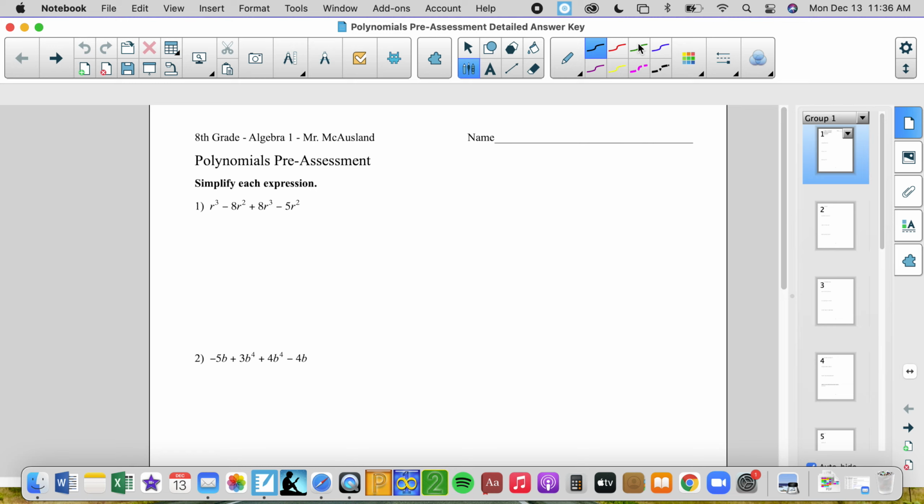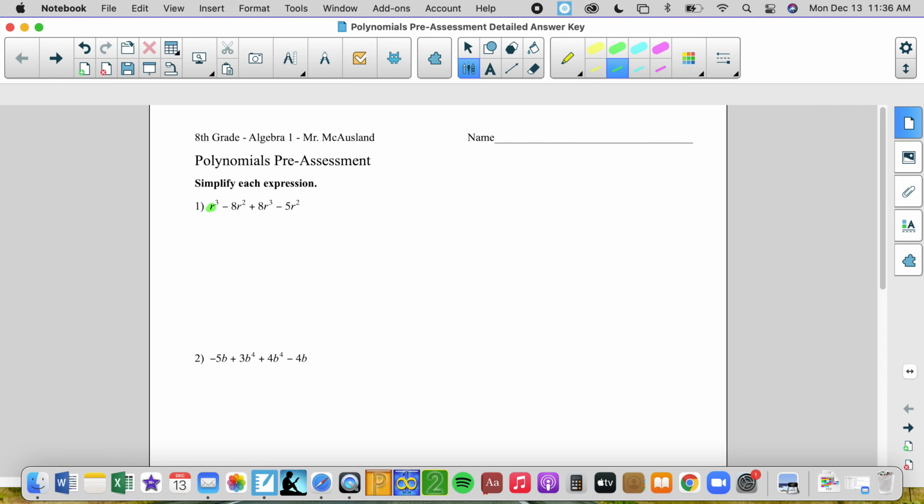First one, we are adding and subtracting. We're combining like terms. Remember, like terms have to have the same variable. Now this has the same variable also, but notice the differences. This has the same variable, but different exponents. So this like term would be r to the third. These are like terms. This would not be a like term. The like term would be this one with identical variable and identical exponent.